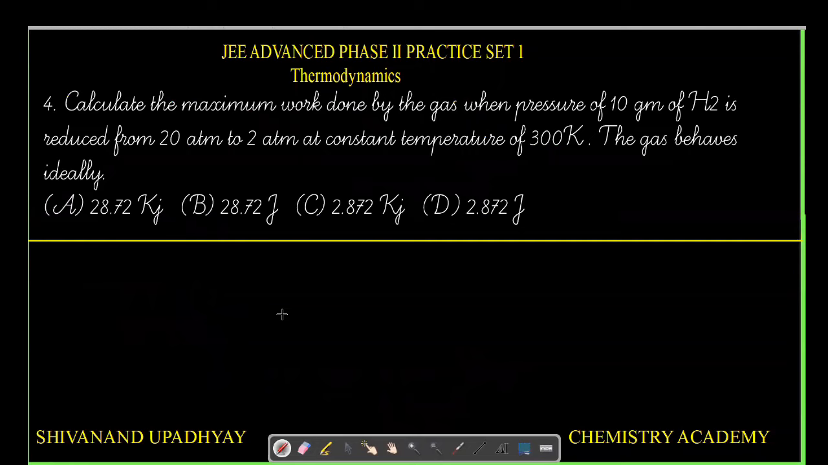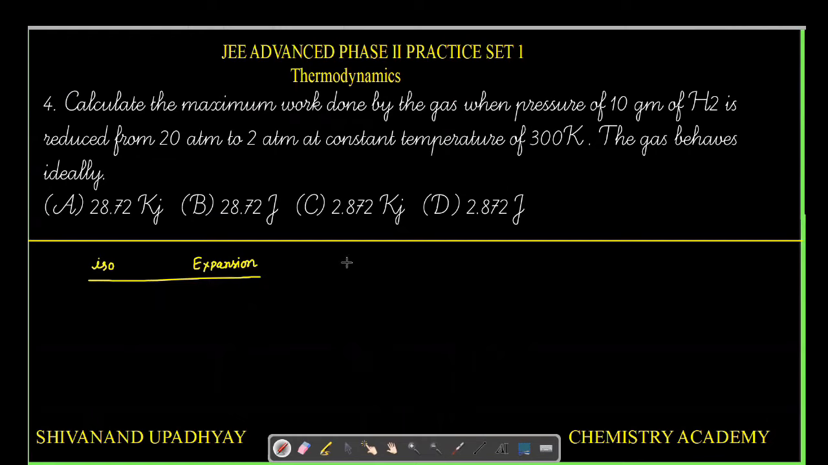Moving to question number 4. Calculate the maximum work done by the gas when the pressure of 10 gram of hydrogen is reduced from 20 atm to 2 atm at a constant temperature of 300 Kelvin. So the gas is participating in an isothermal process. Now we have to decide whether the process is isothermal reversible or isothermal irreversible. Because pressure is decreasing, it is known to be an expansion, but we have to find out whether it is isothermal reversible expansion or isothermal irreversible expansion.